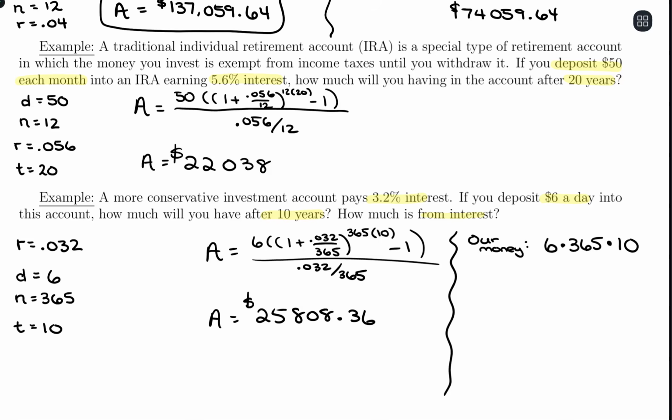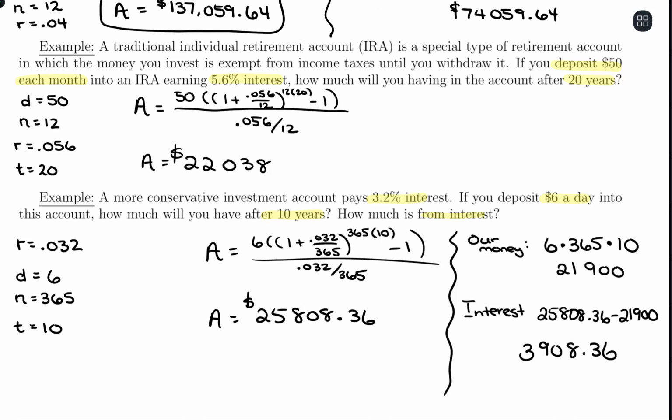So that would be a total of $21,900. So in terms of interest, if we end up with $25,808.36, take out the $21,900 of our money, and what we'll end up with is, in terms of interest, $3,908.36.